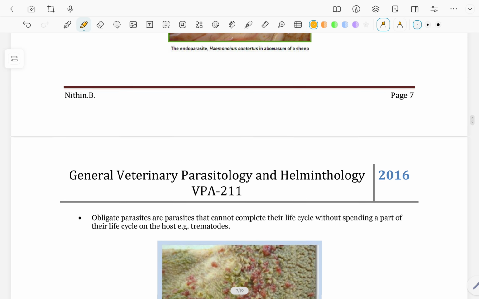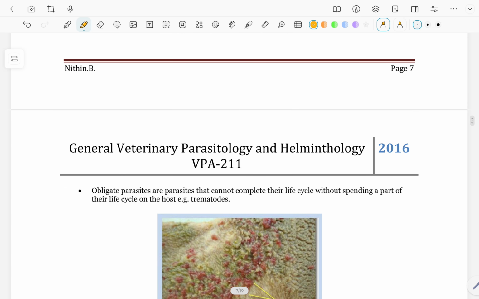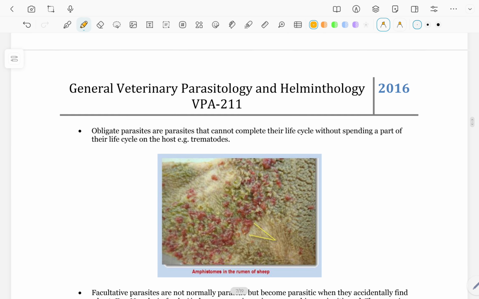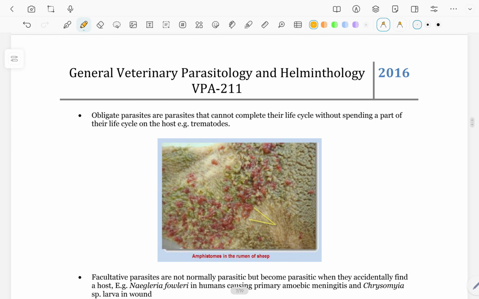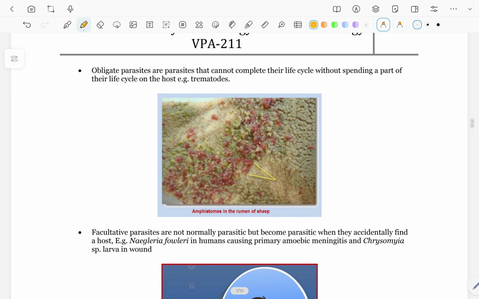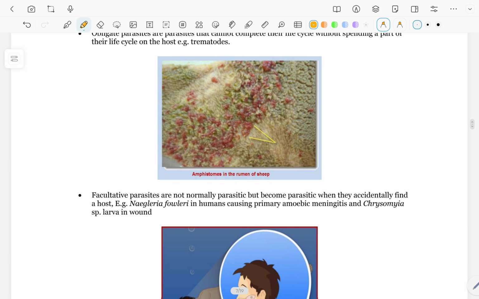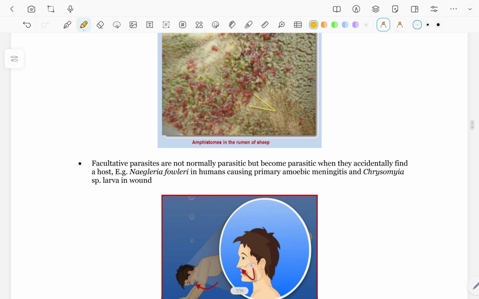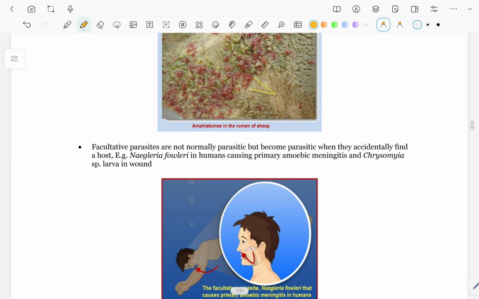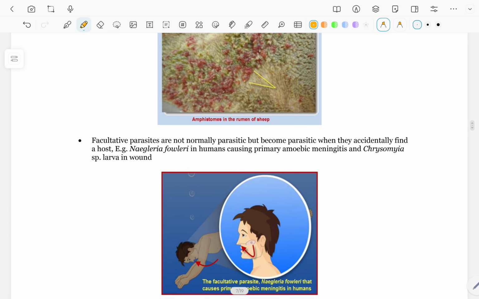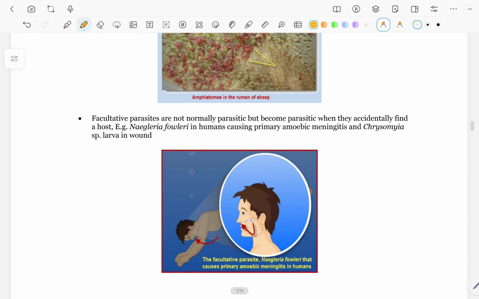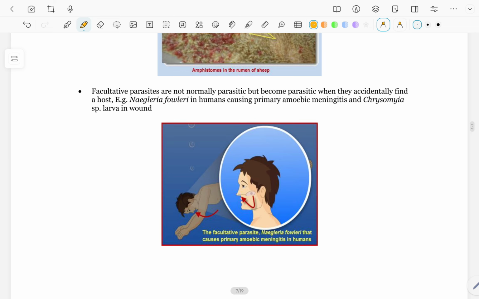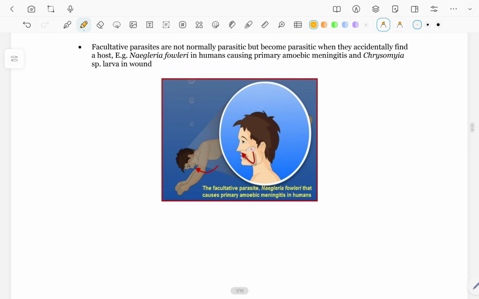Obligate parasites are parasites that cannot complete their life cycle without spending a part of their life cycle on the host. Example: trematodes. Facultative parasites are not normally parasitic but become parasitic when they accidentally find a host. Example: Naegleria fowleri in humans causes primary amoebic meningitis, and Chrysomya larva in wounds.